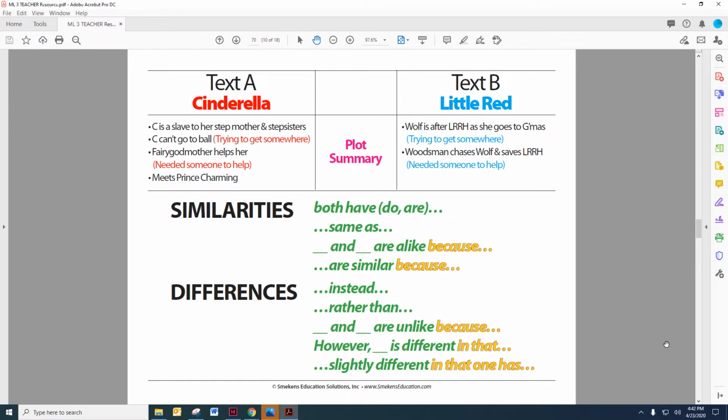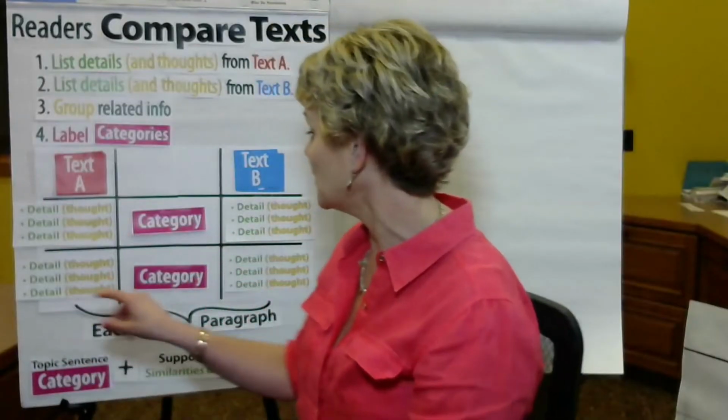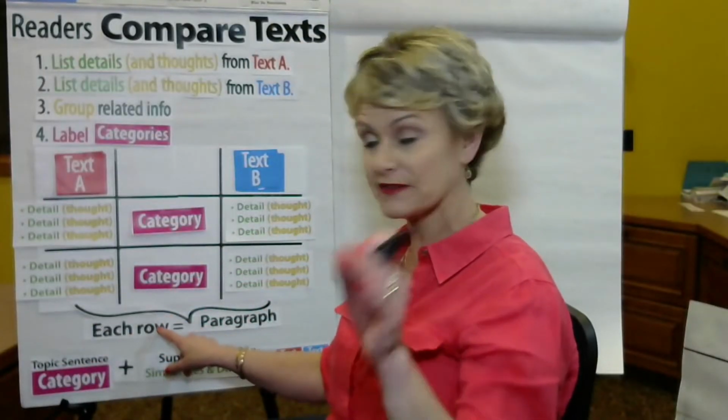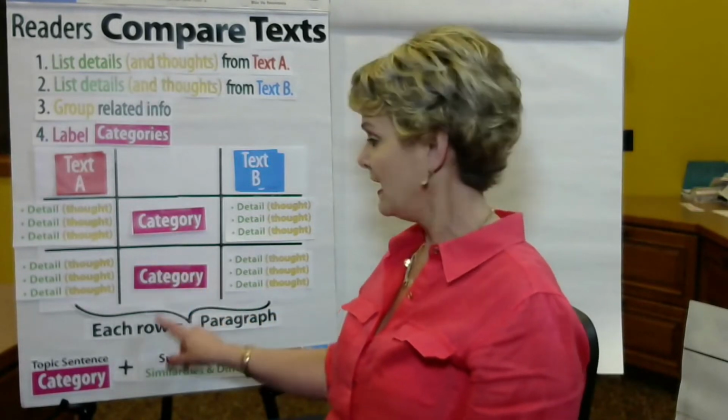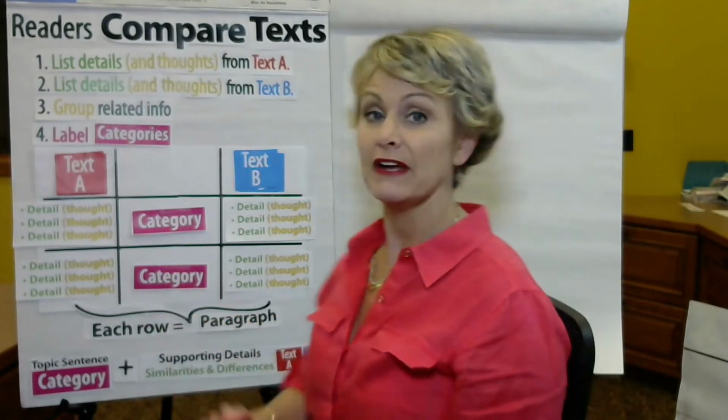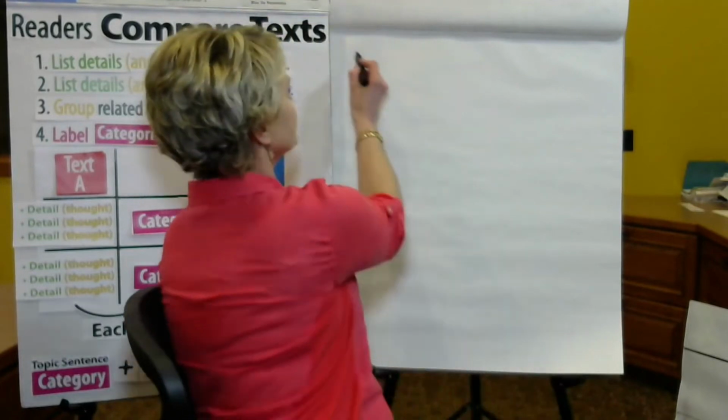Okay, so we're ready for the next body paragraph, right? Because this is a new row on the T-chart. This is the plot summary row, and each row is its own paragraph. So you better indent, right? Let's not forget to indent. Let's be strong writers here.